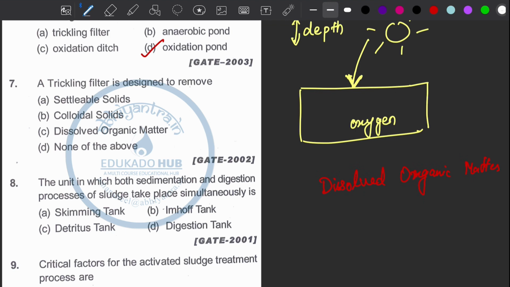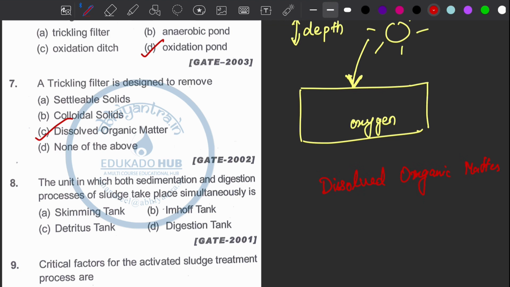Because all the suspended organic matter is already removed from your settling process, that means primary settling tank, secondary settling tank. Now the remaining dissolved organic matters that we need to remove will be removed by trickling filter. So the correct option is option C.